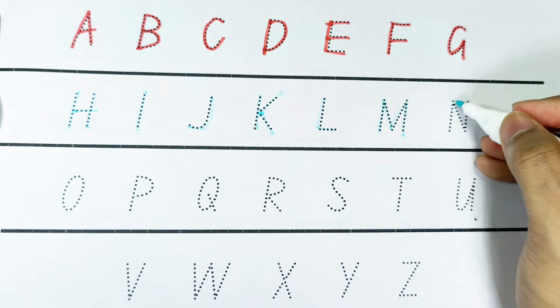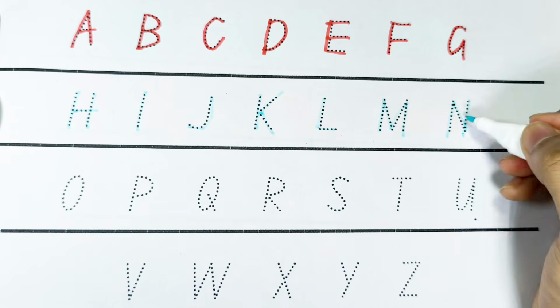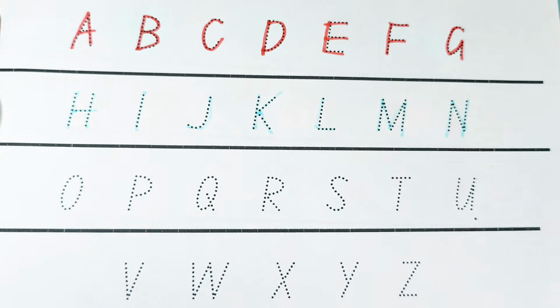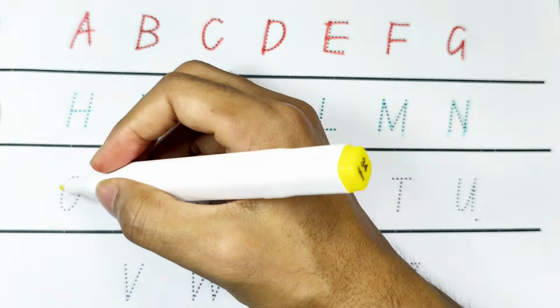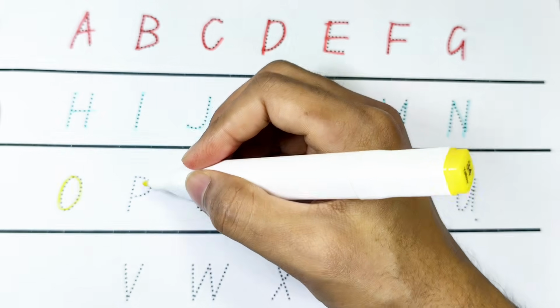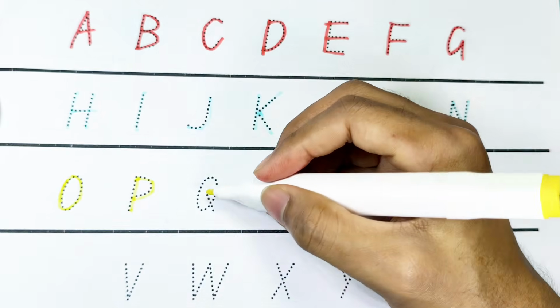M for moon, M for mango. N for nose, N for nest. Kids, the next one is O. Now we're using the color of yellow. O for orange. The next one is P.